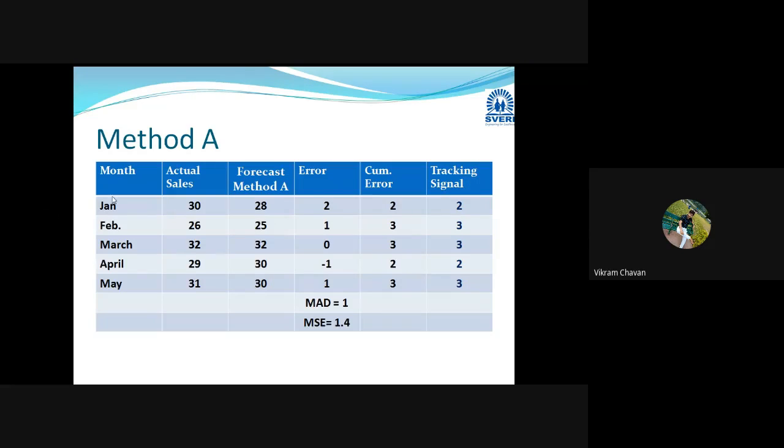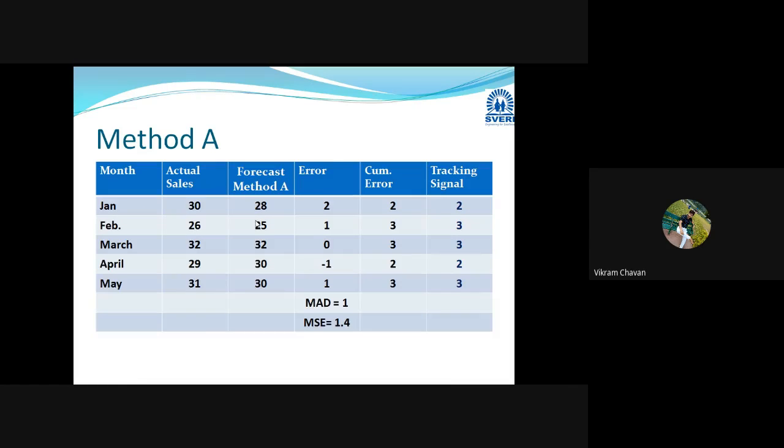In the second row, January month, the actual sale was 30 unit and forecasted sale was 28 unit. So the error will be 30 minus 28, which is 2 unit. Cumulative error also we consider as 2 unit only. In case of the first month, whatever error we get, we consider as the cumulative error. The last column, the tracking signal column, we have to calculate after getting all the errors. Then for the February month, the actual sales was 26 unit.